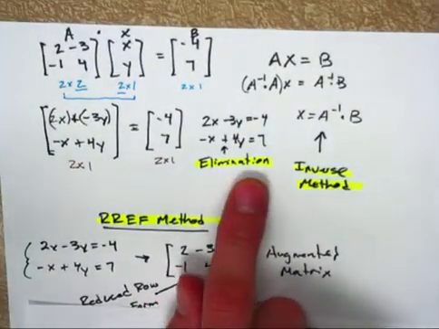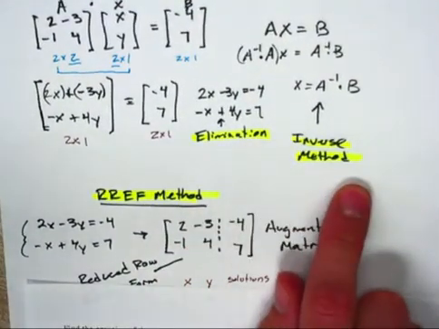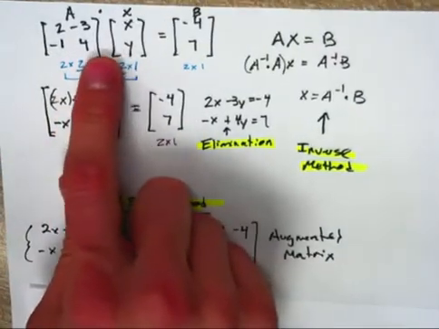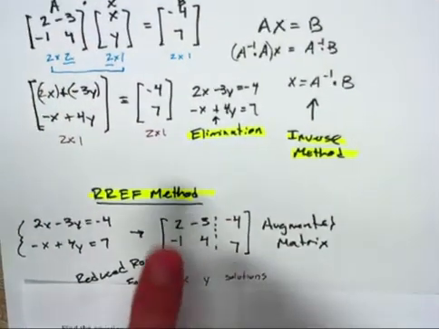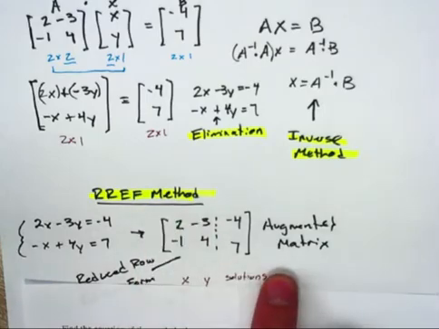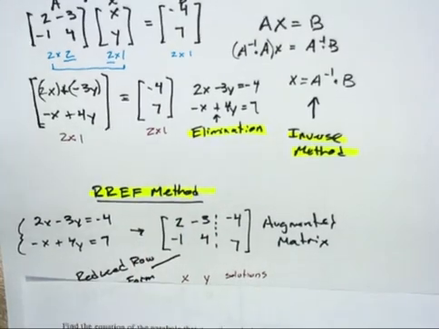So those 3 methods. Elimination, it's a great practice of all your algebra skills. Inverse method is talking about how we work with multiplication of matrices. And then the Rref is an advanced method where you use your augmented matrix. All great ways for you to solve a system.